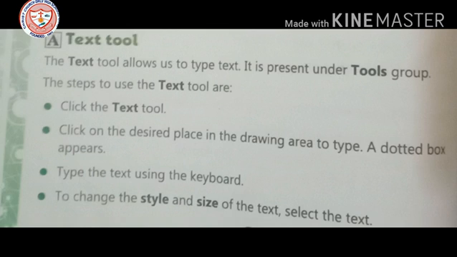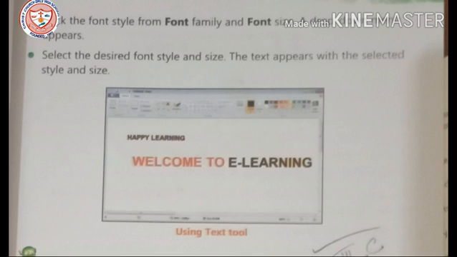To change the style and the size of the text, you have to select the text. Click the font style from the font family and font size. A drop down menu appears. Now if you want to change the style, you can change it. If you want to change the size, you can change it. There are many styles. Then select the desired font style and size. The text appears with the selected style and size.